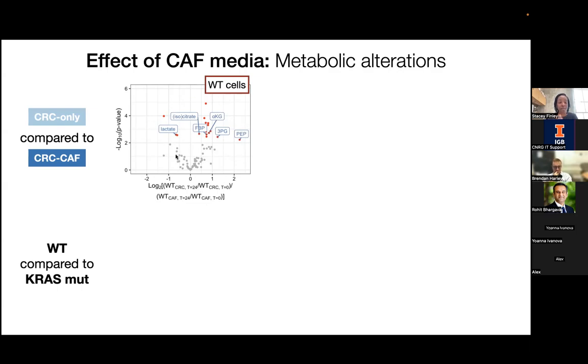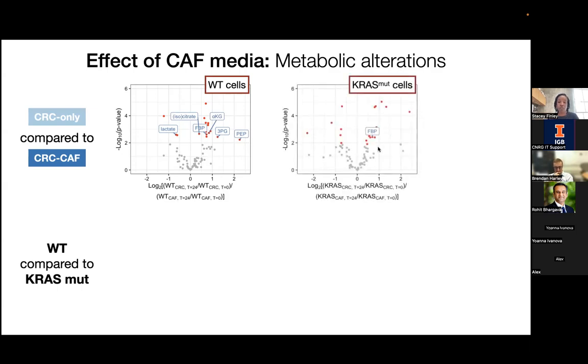We can see that based on statistical analysis, there are several metabolites that have a significant different abundance level when we're comparing CRC only media to CAF conditioned media, and those are the ones that are highlighted in red, and then we're just labeling those that are present in the central carbon metabolic pathways. So here there are about 25 metabolites that have differential abundance level just due to the CAF conditioned media. This is true for wild type.